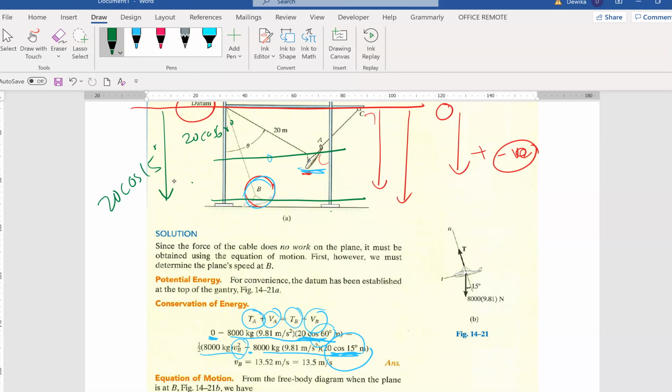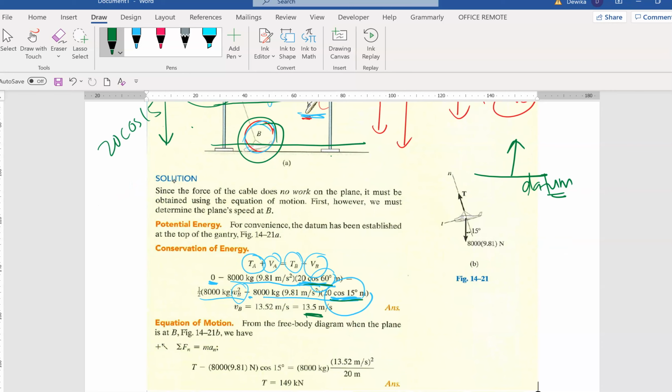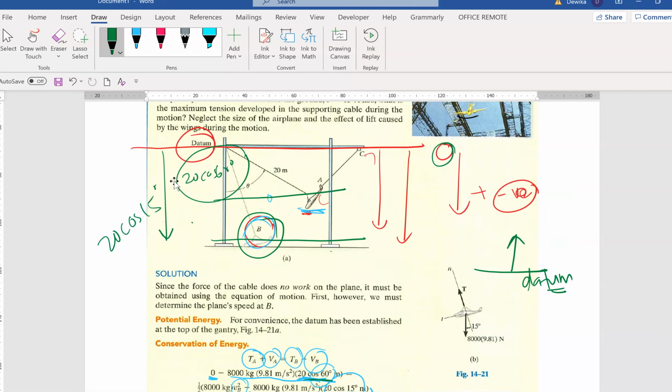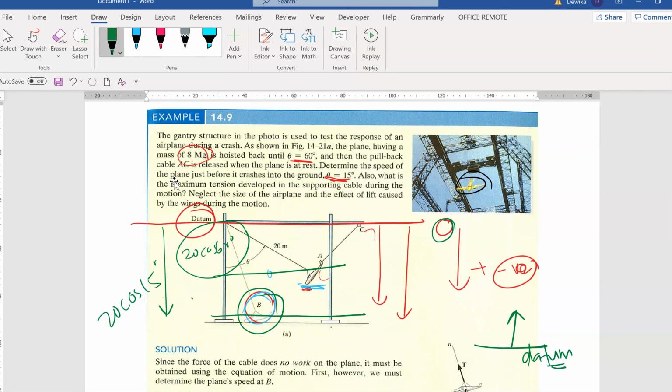You understand it now? So this is your initial mgh and this is your final mgh. That's the reason why it is cos 15 and cos 60 initially. Remember, your datum is 0. It's a bit confusing because it's easier for us to put the datum here and look at everything upward, like normal, but now it's the other way around. So then you can calculate your VB, which is 13.5. That is the first part of the question.